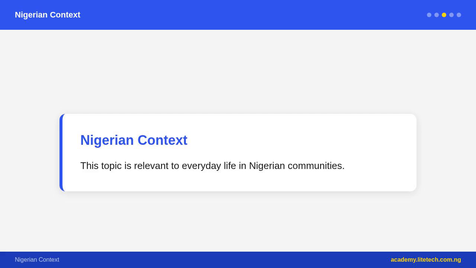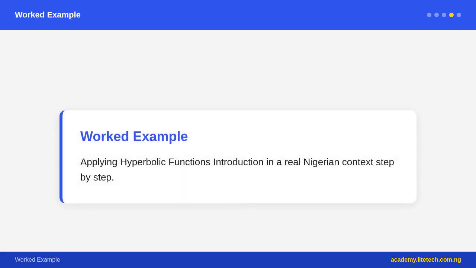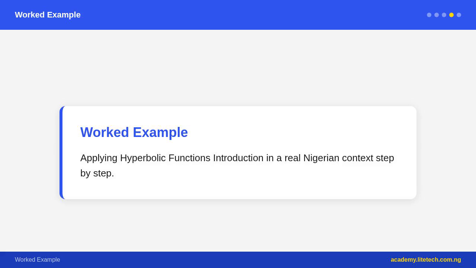To evaluate hyperbolic functions for specific values, use the definitions directly. Example, calculate sinh 1 and cosh 1. E to the power 1 equals approximately 2.718.